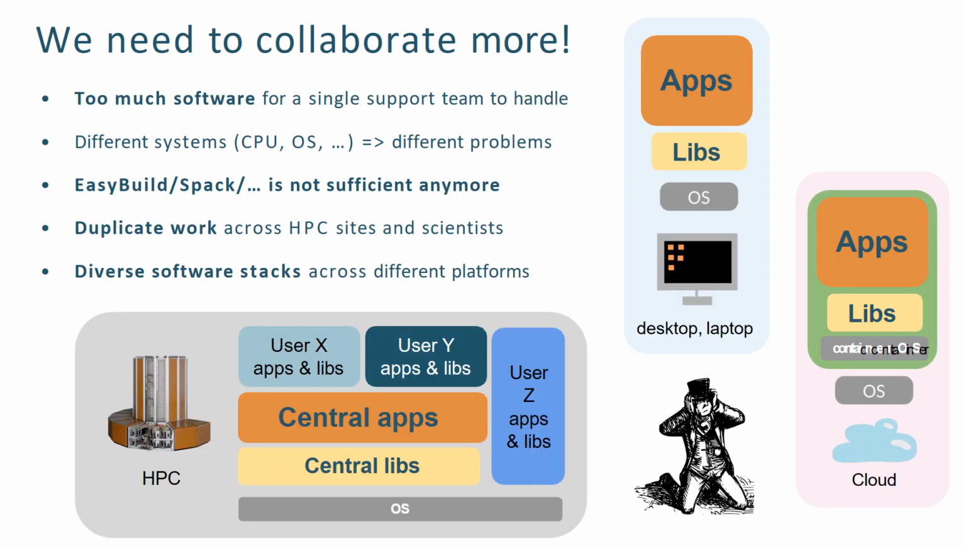And this is complicated, right? This is a big problem, right? Because there's not enough collaboration going on in this space. The amount of software that's out there and available and used by scientists is exploding, right? And it's typically too much software for a single support team to handle.